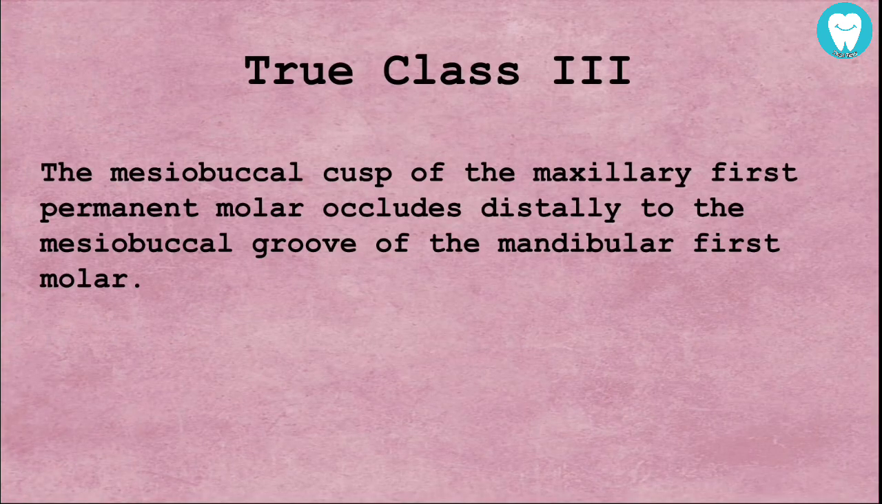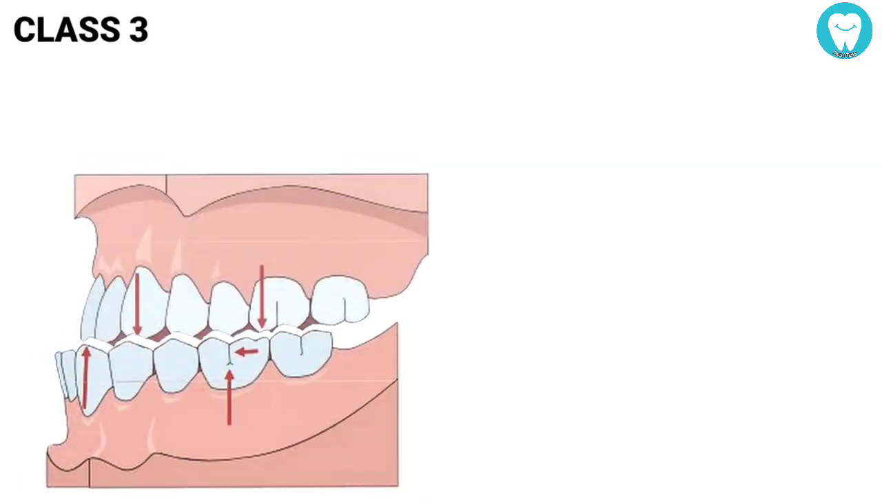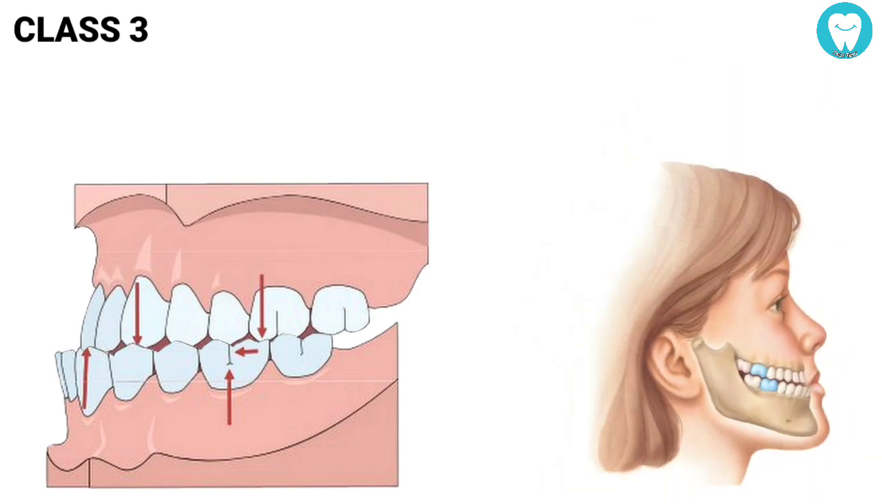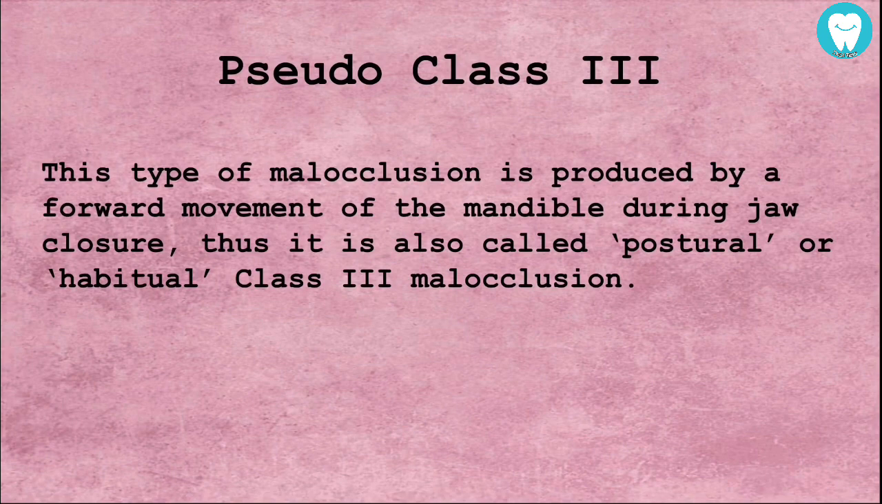In true class 3, the mesiobuccal cusp of the maxillary first permanent molar occludes distally to the mesiobuccal groove of the mandibular first molar. As you can see in the image, the mesiobuccal cusp of the maxillary first permanent molar is occluding distally to the mesiobuccal groove of the mandibular first molar. Now what is pseudo class 3? This type of malocclusion is produced by a forward movement of the mandible during jaw closure. Thus it is also called postural or habitual class 3 malocclusion, in which you can guide the jaw to close normally and then it will reveal what Angle's classification it actually is.